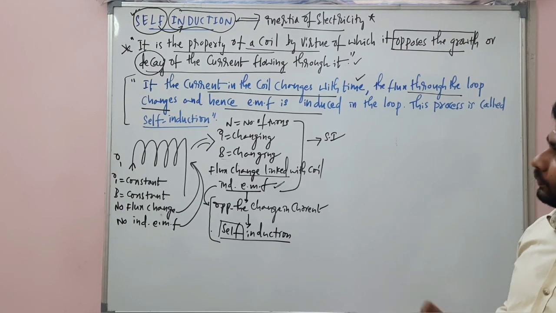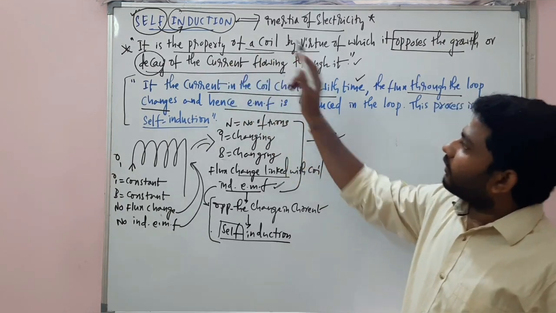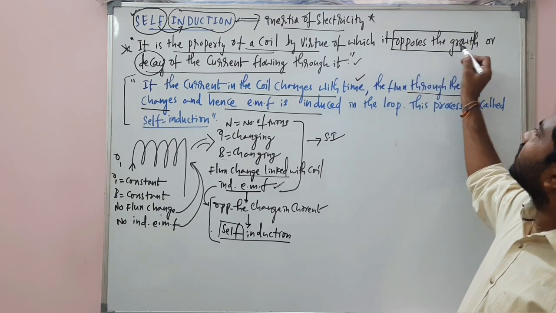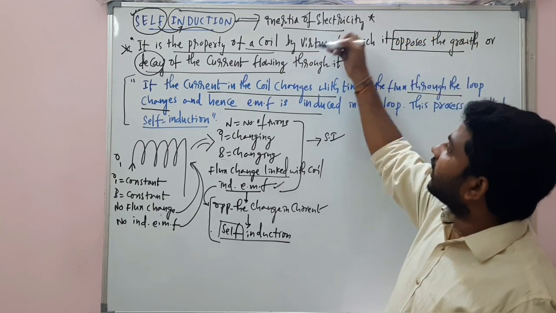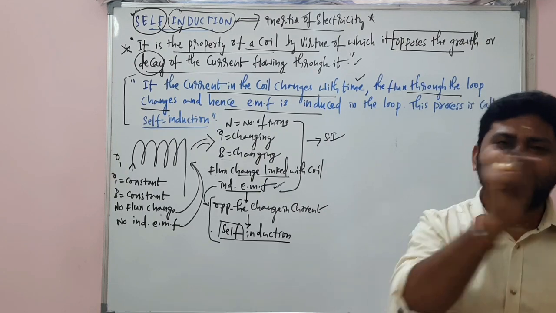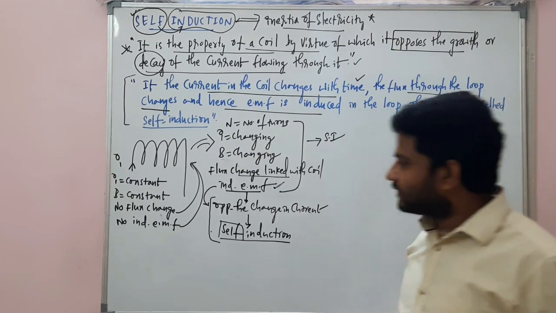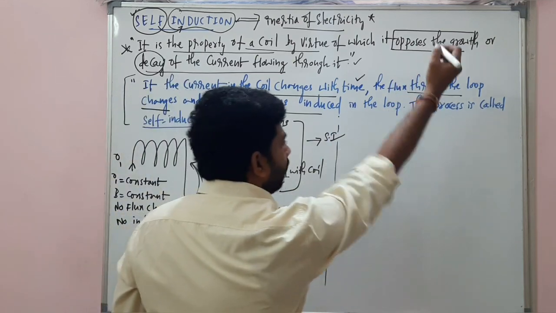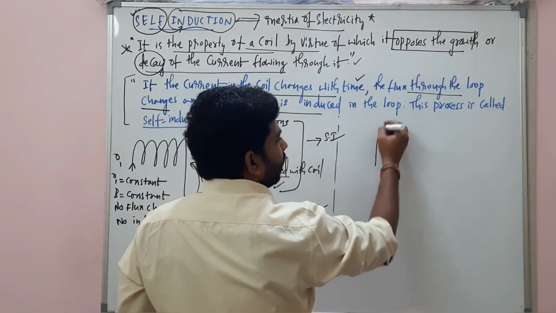It is the property of a coil by virtue of which it opposes the growth or decay of the current flowing through the circuit, right? This is the most important and interesting part of self-induction. Let's look here. So simple. I have a coil.